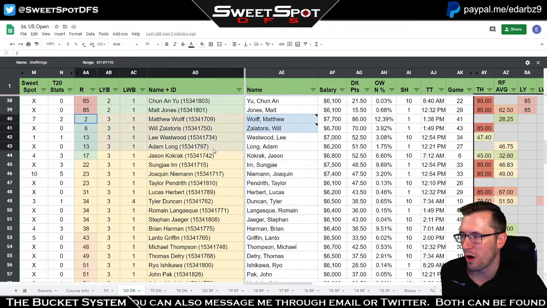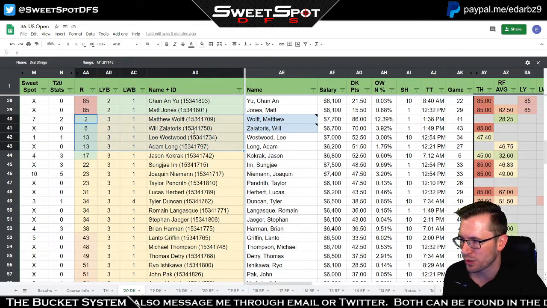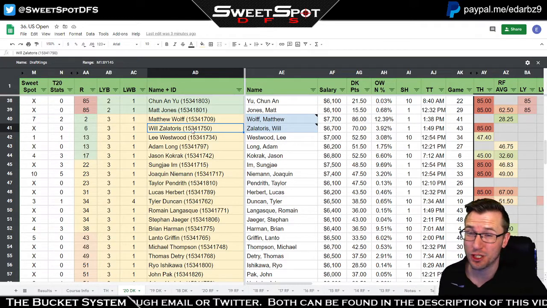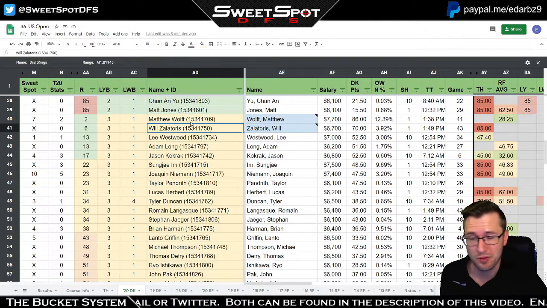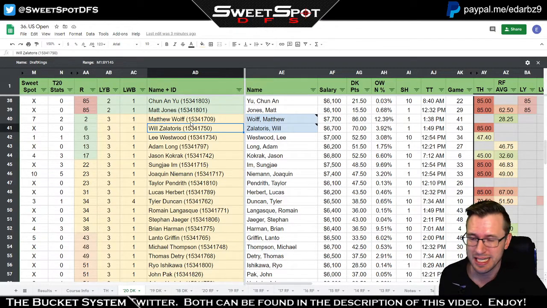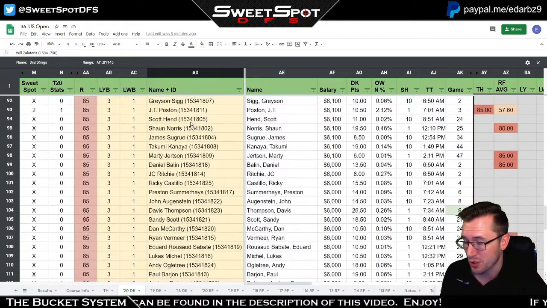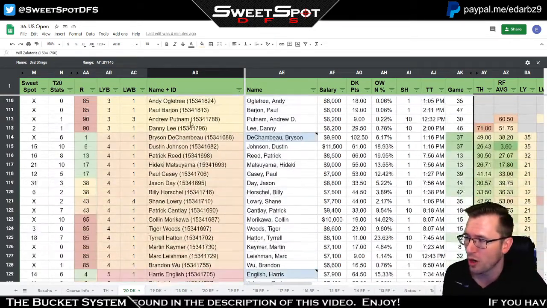Like Matthew Wolff, he was a last year 3, as was Will Zalatoris. Obviously last year 3s aren't as good as last year 1s, but Matthew Wolff finished 2nd. That's going to happen when we look at all the buckets. You can see the last year 3 bucket was pretty large in the US Open.